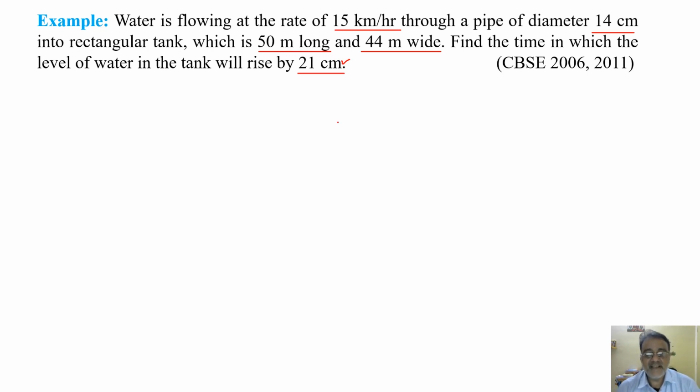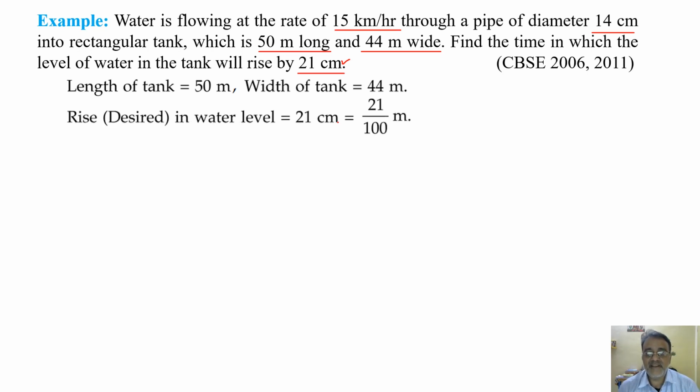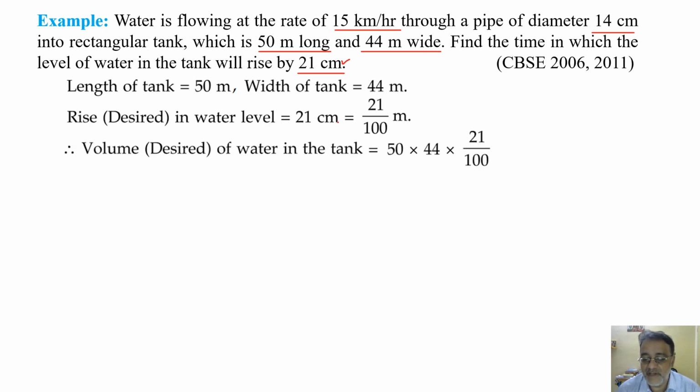So length of the tank 50 meter, width is 44 meter, and the desired height is 21 centimeter, that is 21 upon 100 meter. So volume of water in the tank will be L into B into H, that is 50 into 44 into 21 upon 100.